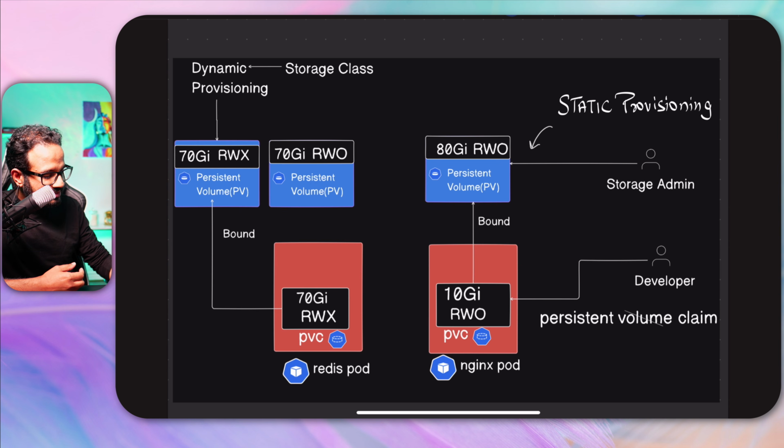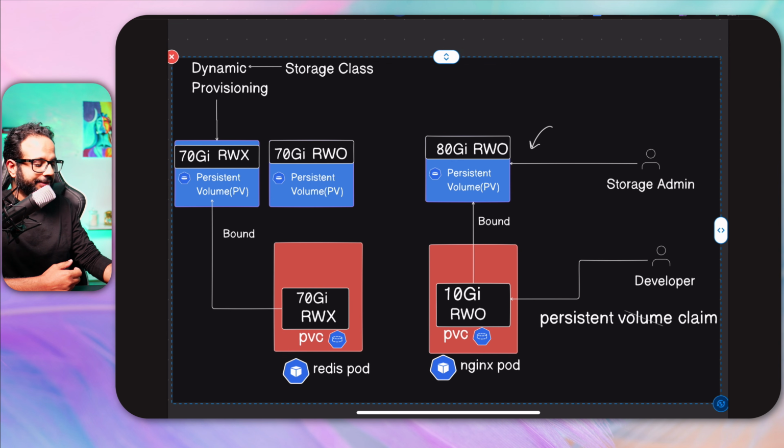Okay, so the requested storage should be less than or equal to what is available. That's one thing. The other is the mode should be the same, so read write once, read write once. Once these conditions are matched, only then the PV will be bound to the PVC. And this 10 GB, we are requesting a slice from that persistent volume. So we have 80 GB of storage, out of that we take 10 GB and allocate it to the workload. So that's static provisioning.